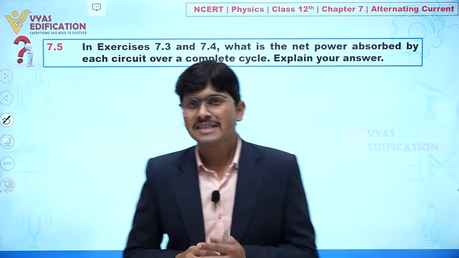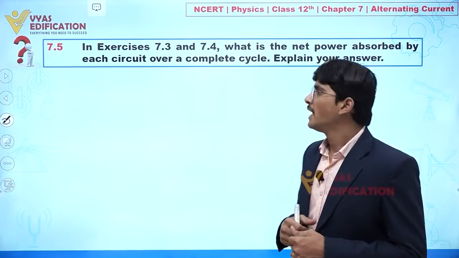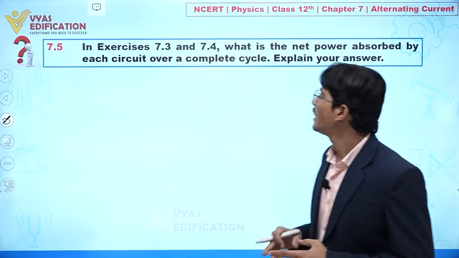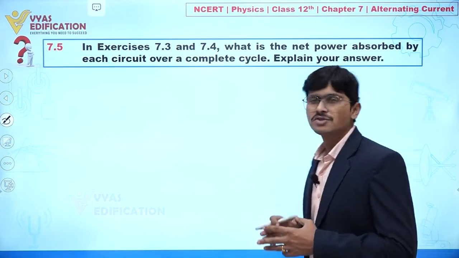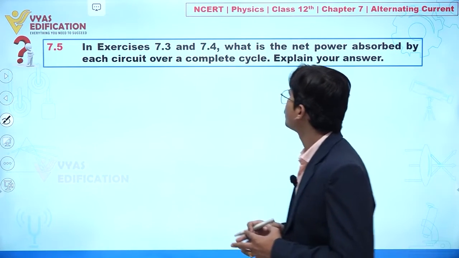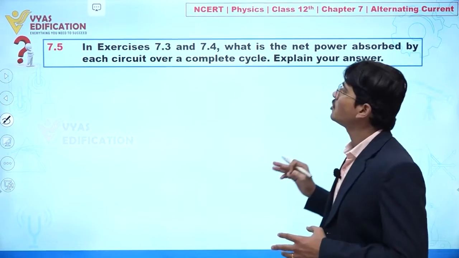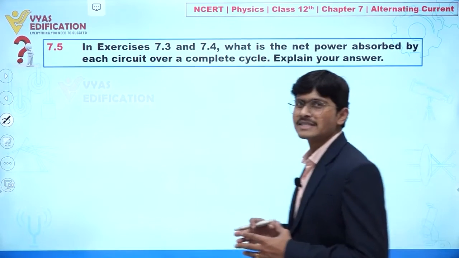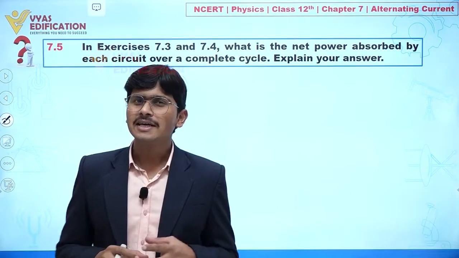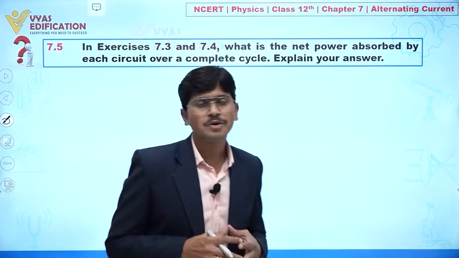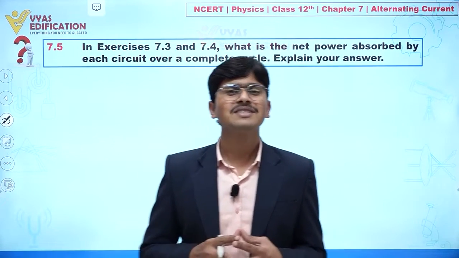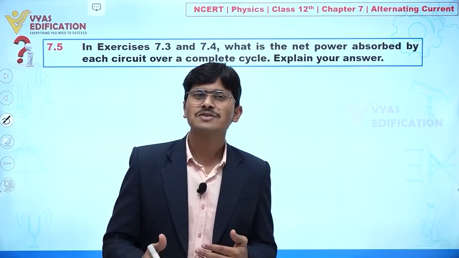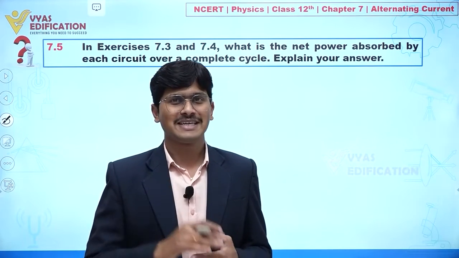Now we are going to discuss question number 7.5, and in this question it is given in exercise 7.3 and 7.4, what is the net power absorbed by each circuit over a complete cycle? Explain your answer. Now in examples 7.3 and 7.4, we have seen these circuits are either a purely capacitive circuit or a purely inductive circuit.